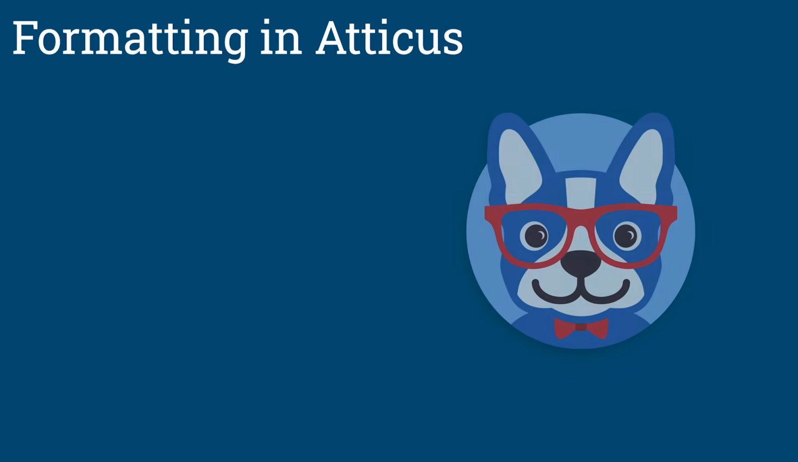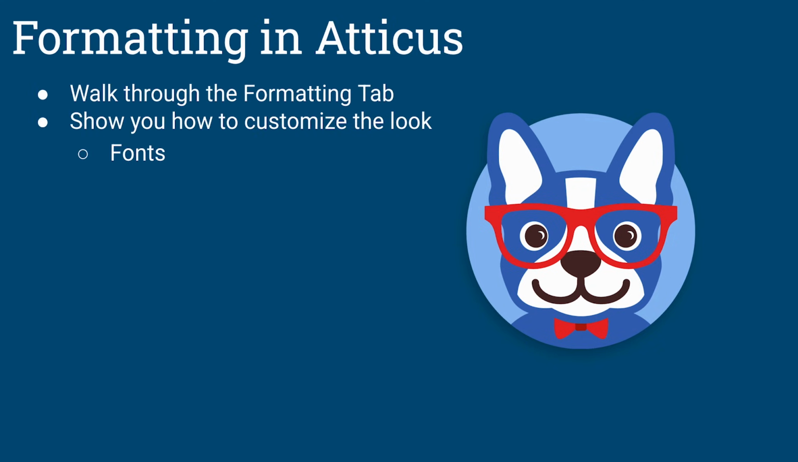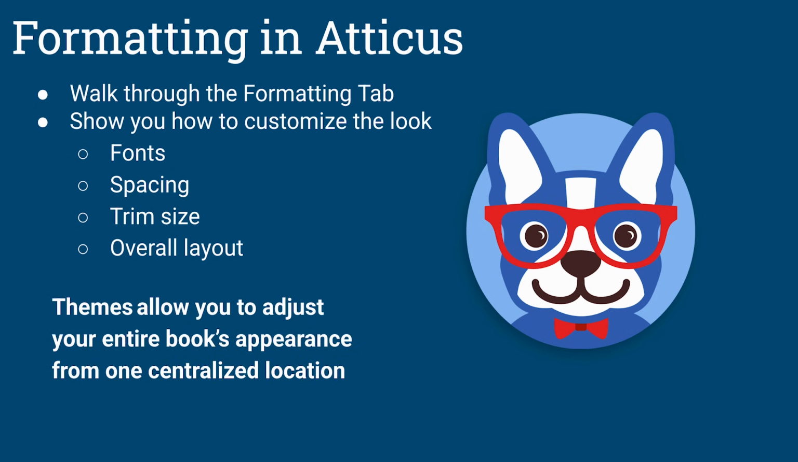In this video, we'll walk through the formatting tab and show you how to customize the look and feel of your book, from fonts and spacing to trim size and overall layout, all from one central place. Instead of formatting page by page, themes allow you to adjust your entire book's appearance from one centralized location. Any changes you make here automatically apply throughout your manuscript.